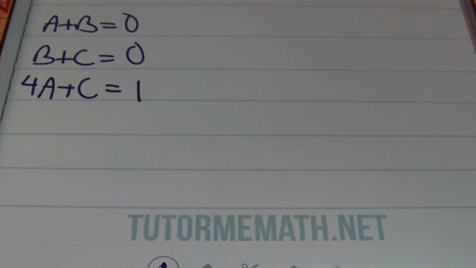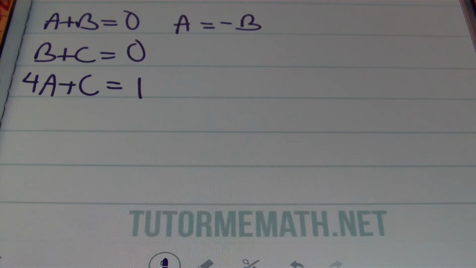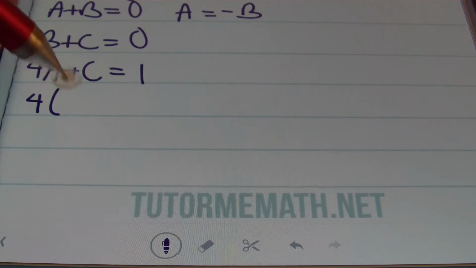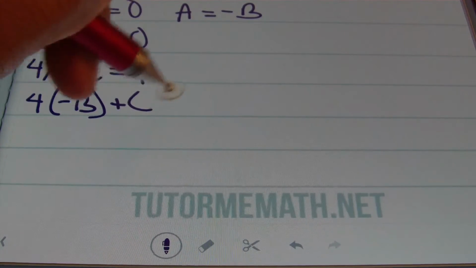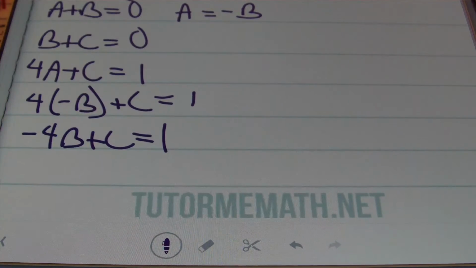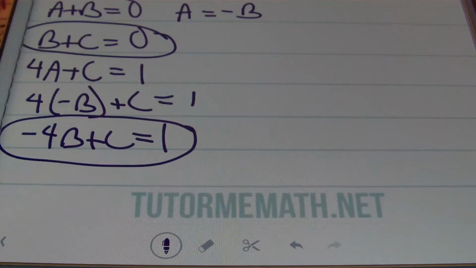Now, solving our system of equations here, I'm going to go ahead and rewrite this by solving for a in our first equation. So once I solve for a, I'll end up with a equals negative b. Knowing that a equals negative b, I'll plug this value into this last equation to rewrite this as 4 times negative b plus c equals 1, to give me a result of negative 4b plus c equals 1.